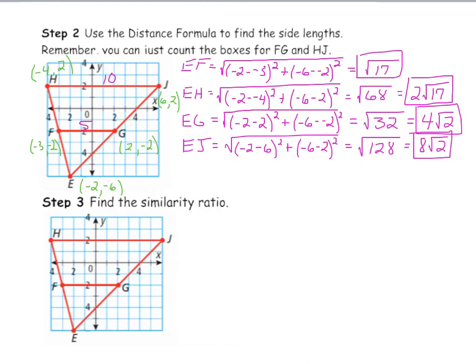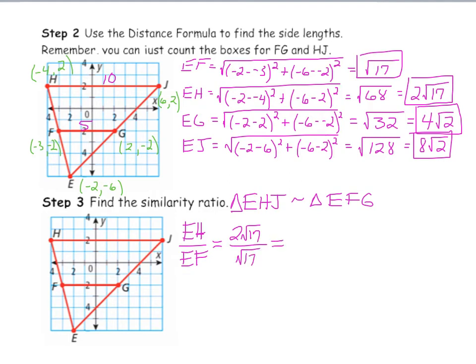The next thing we want to do is find the similarity ratio. Now, they were talking about proving that triangle EHJ was similar to triangle EFG. So when I'm comparing them, I'm going to pick maybe the side EH, and compare it to the side EF. The length for EH we found was 2 square roots of 17, and the length for EF was the square root of 17. If we simplify this down, the square root of 17 will cancel, and I end up getting a 2. So our similarity ratio from triangle EHJ to triangle EFG is indeed 2.